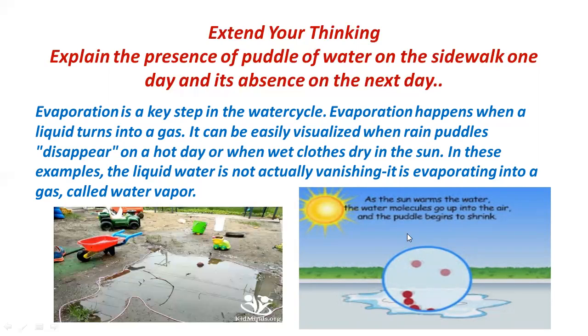As the sun warms the water, the molecules go up into the air and the puddle begins to shrink, and then one time the puddle disappears, when all the water which was present in the puddle has converted into the gaseous state, or the water vapor form.